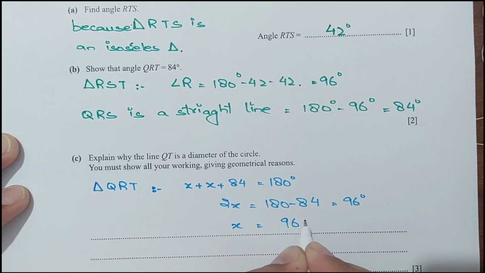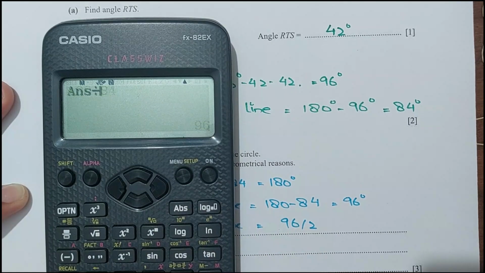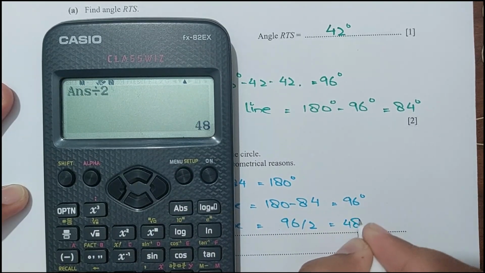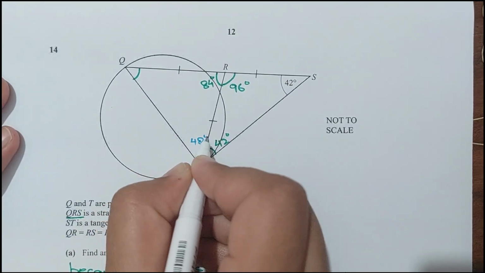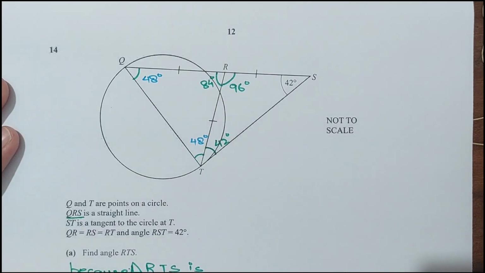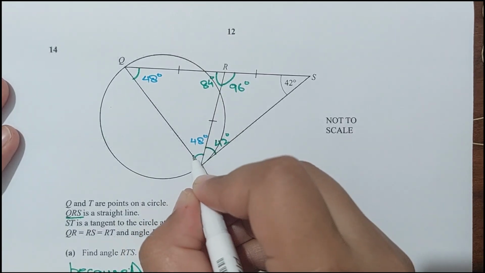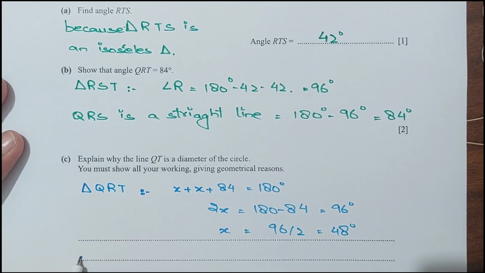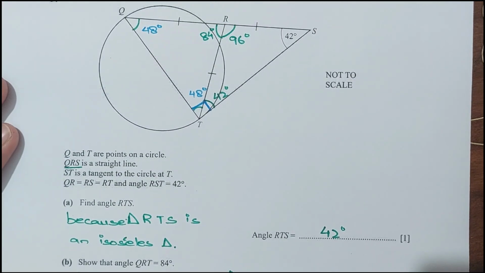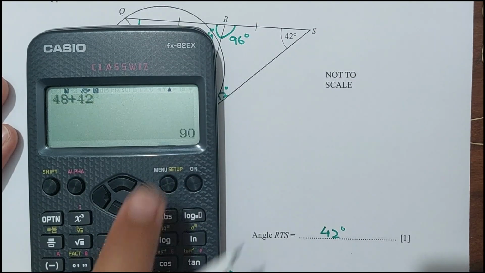So what is x? x is 96 divided by 2, which is 48 degrees. So the other two angles are 48. This angle is 48 degrees, and this angle is 48 degrees, right? Now we can say 48 plus 42 equals 90 degrees. Perpendicular, right? When we add 48 and 42, you will get 90.